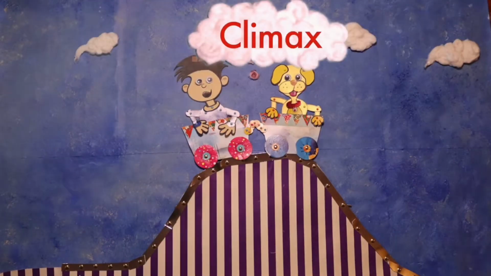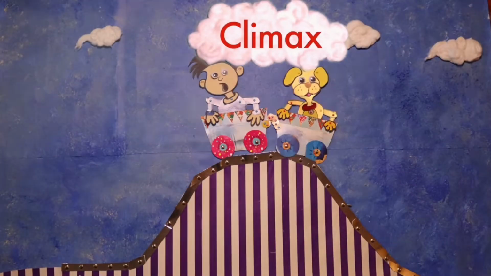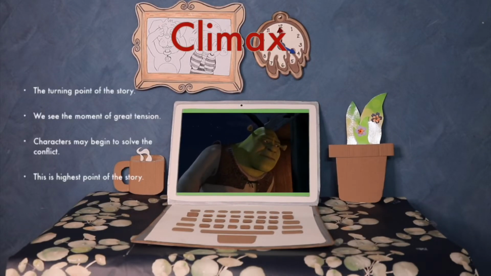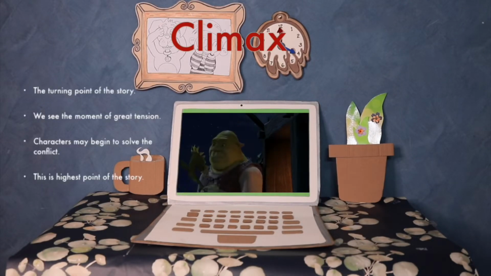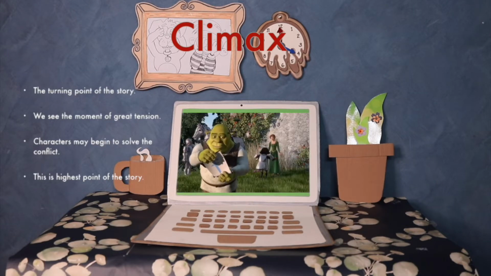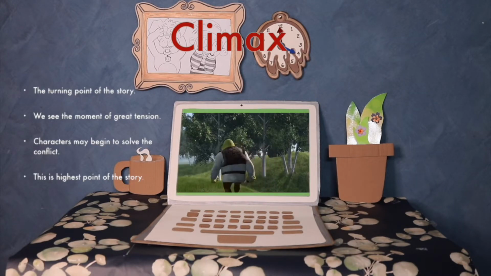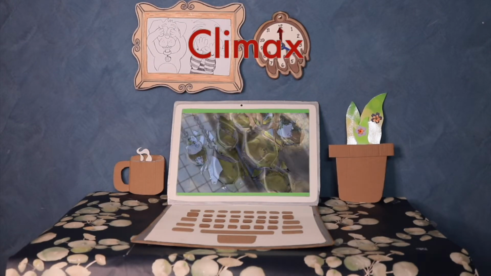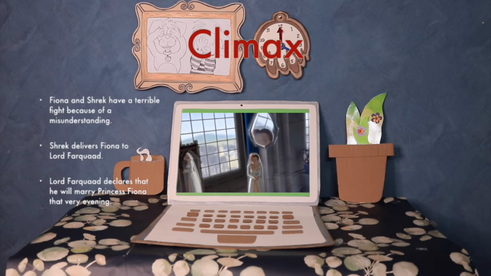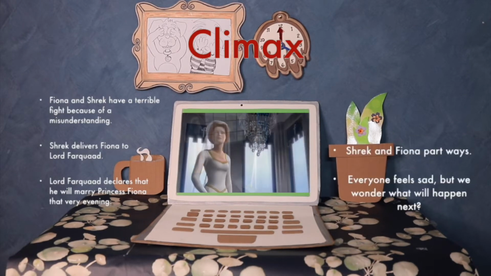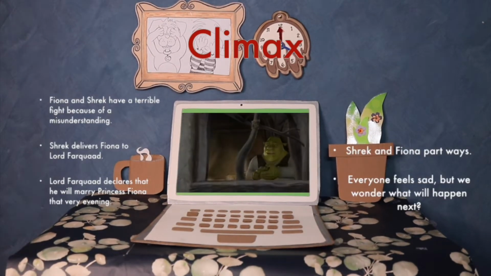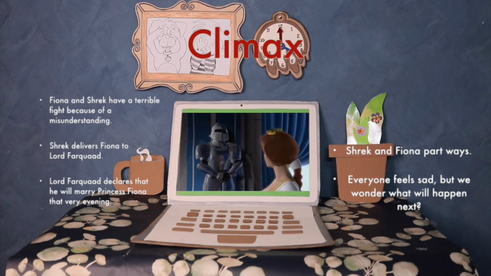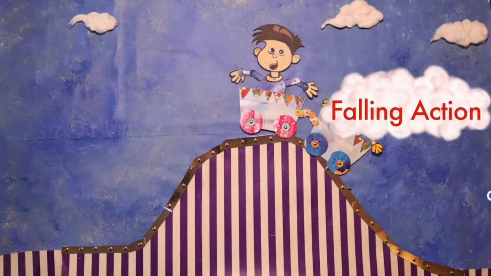Next is the climax. This is the highest and most exciting part of the story. It is the turning point of the narrative where the problem or conflict reaches its peak. The climax is usually a big event that you won't forget because it changes the story for the better or worse. It is a part of the storyline where the character is forced to face and deal with a problem or main challenge in the story.